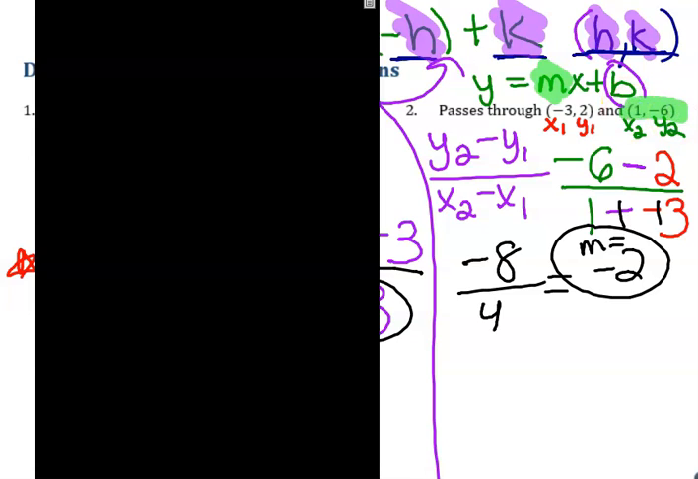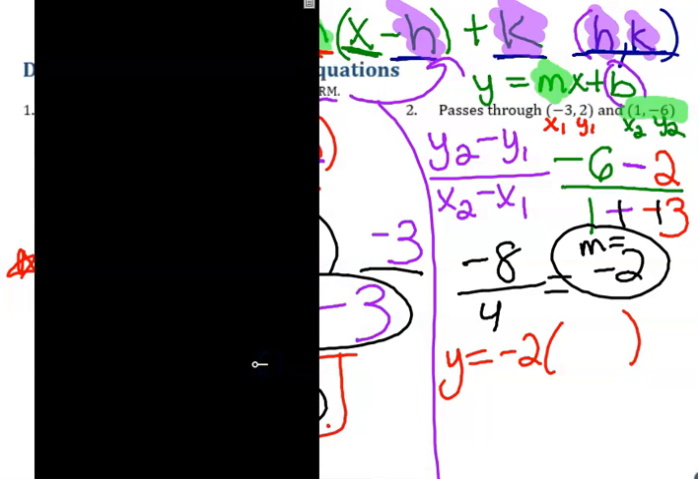So 1, -6. I'm going to use that one. If you want to use the other one, we will get the same answer at the end. Okay, so don't stress about which one you use. So let's get after it. So I have y equals -2 is my slope. What's in my parentheses? All right, x minus, okay. X minus, what is the point I'm going to use? 1. And then what is my k? -6.